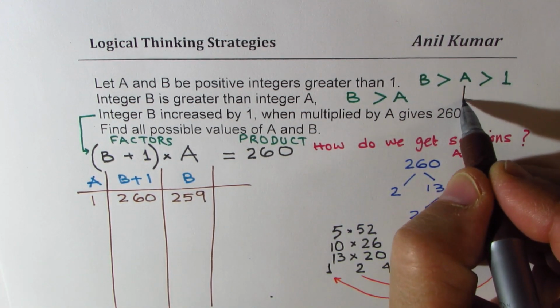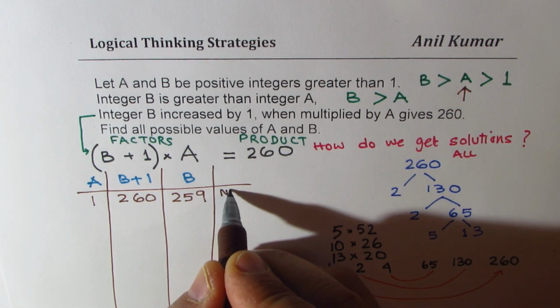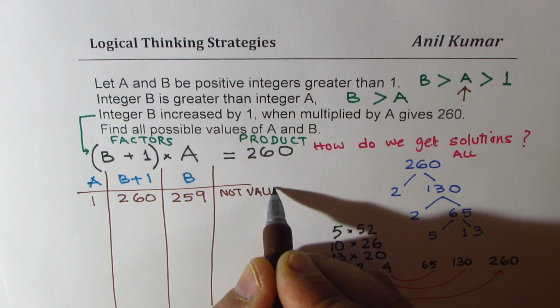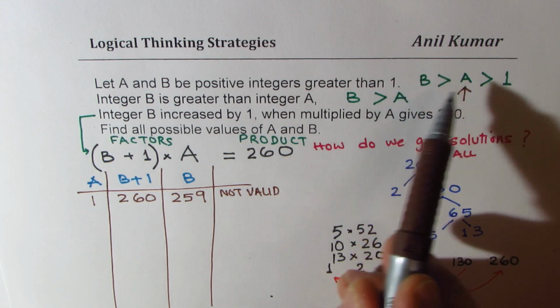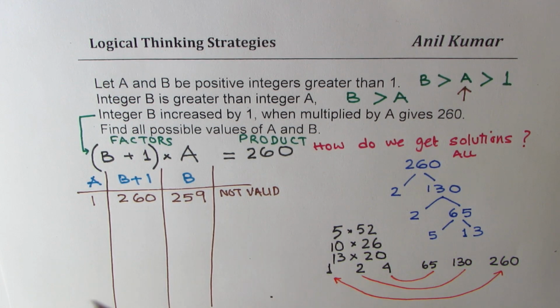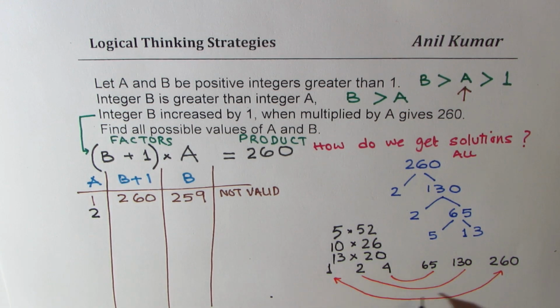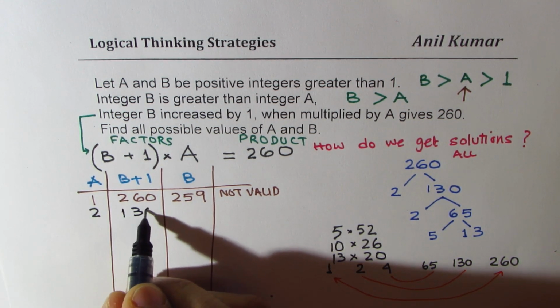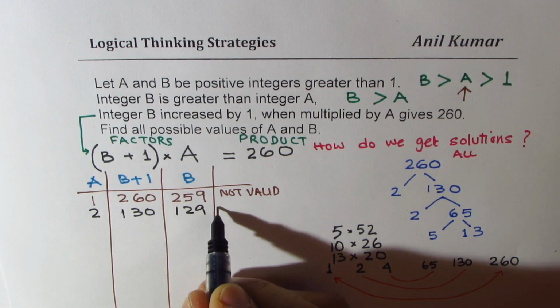Now look here, we are given the condition that A and B are greater than 1, so this is not valid. Correct? So we'll forget about this. If this condition was not there, then that could have been one of our solutions, 1 and 259. Correct? Now let's take up the other solutions from our list. 2 times 130. So 2 times 130 is 260. 1 less is 129. So that is valid.